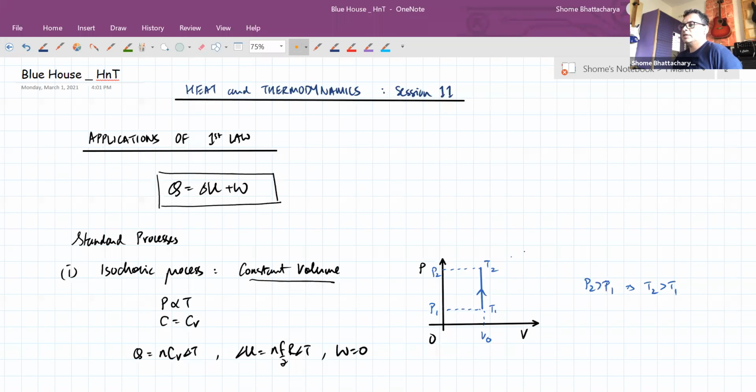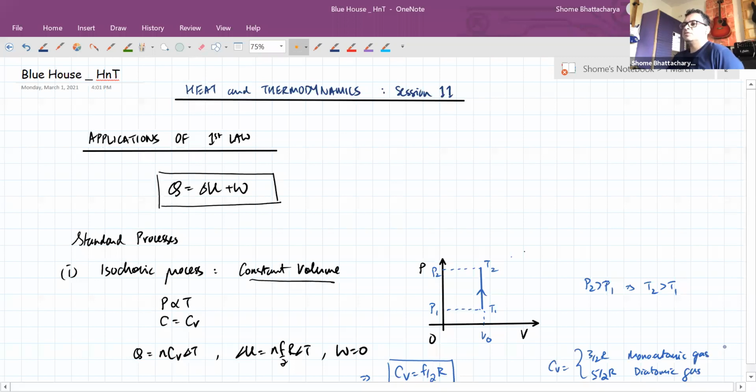From this, we also saw the important relation that CV, that is the isochoric molar specific heat capacity of an ideal gas, is given by the formula f by 2 R, where f is the degrees of freedom. So CV is equal to 3 by 2 R for a monoatomic gas, and it's equal to 5 by 2 R for diatomic gases. These were two important special formulae that we saw from the application of the first law of thermodynamics to the isochoric process.